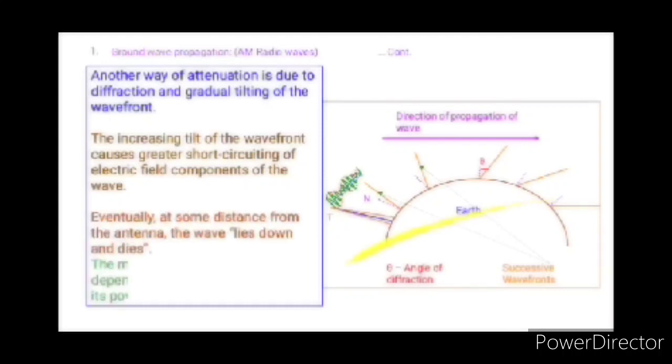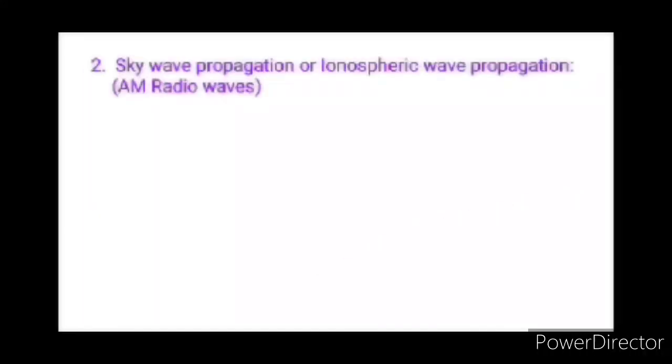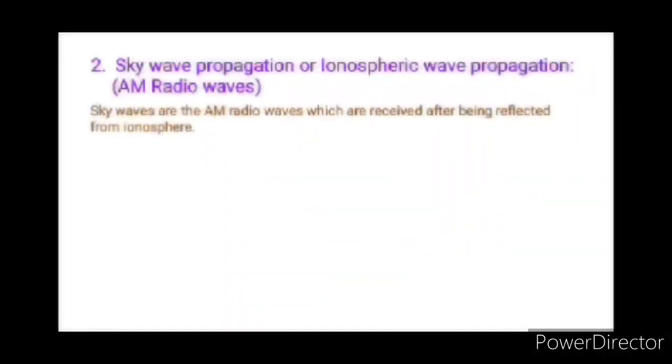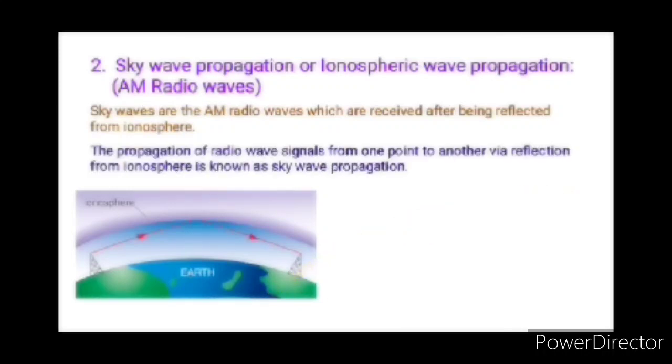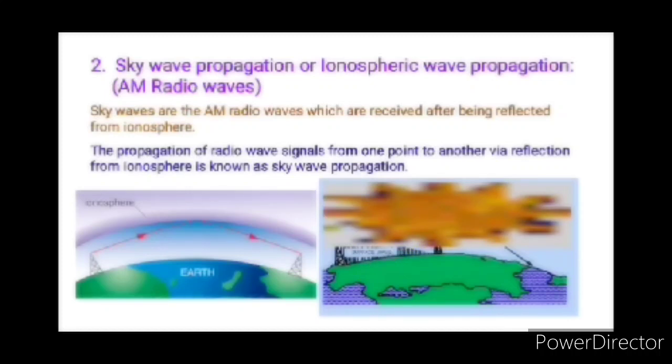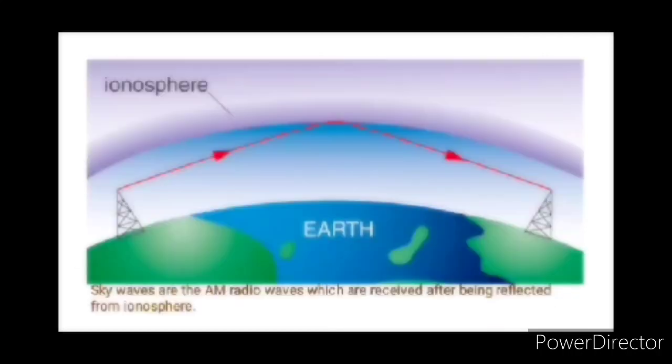Next, skywave propagation or ionospheric wave propagation. The skywaves are the radio waves which are received after being reflected from the ionosphere. The propagation of a radio wave signal from one point to another point via reflection from the ionosphere is known as skywave propagation. The skywave propagation is a consequence of total internal reflection of radio waves.